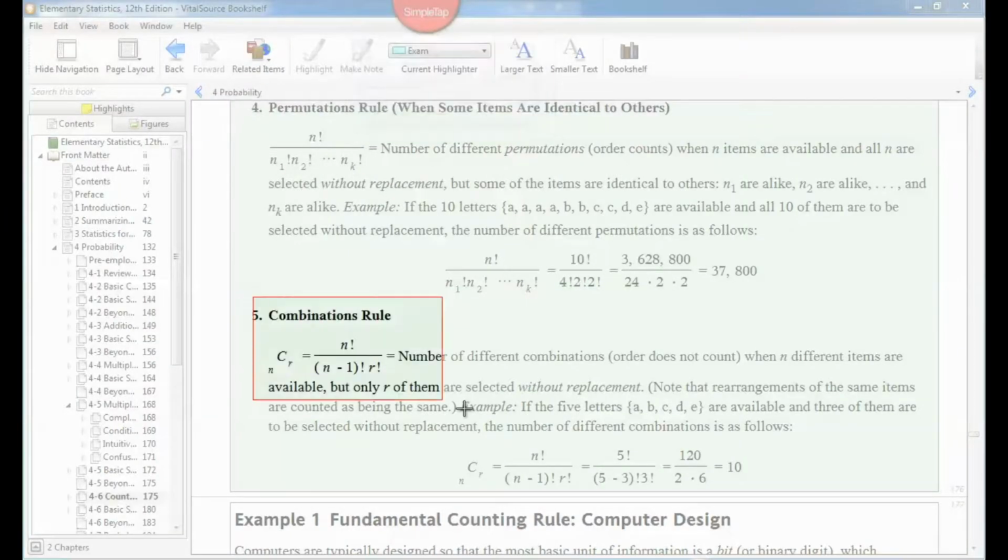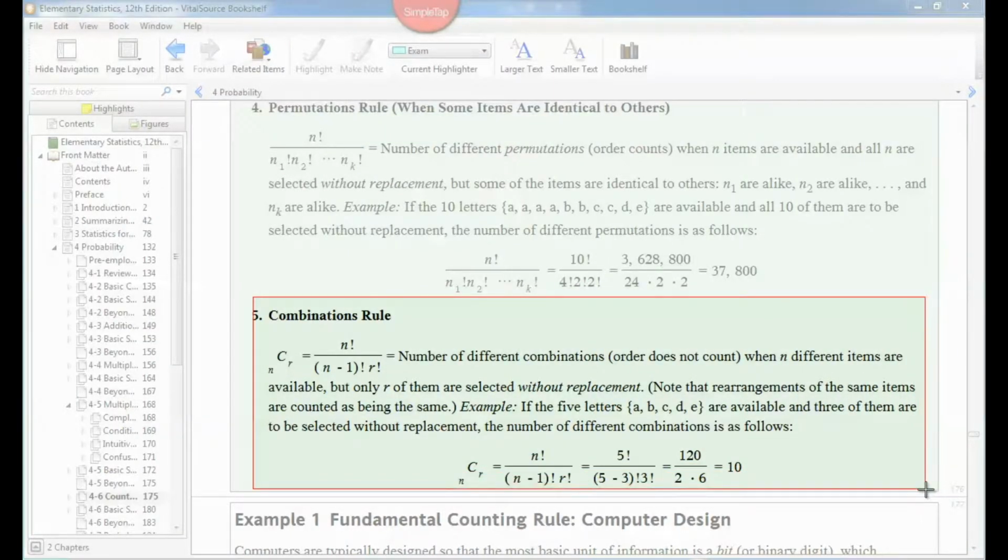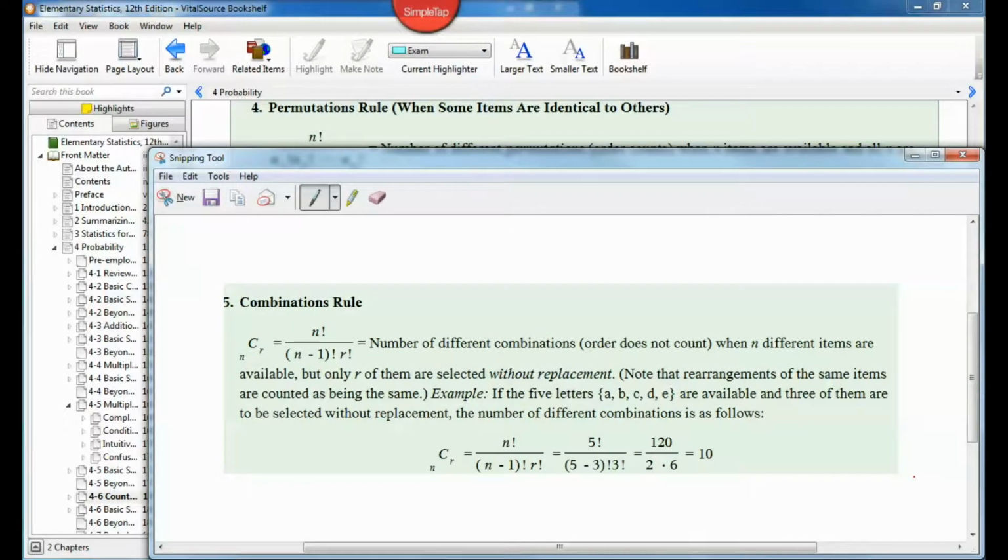Again, if you're using a printed version, it's probably in the right form, but here that should be an r. Make sure you don't write a 1. It's n factorial over n minus r factorial times r factorial.